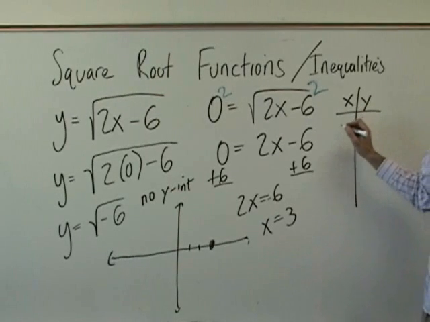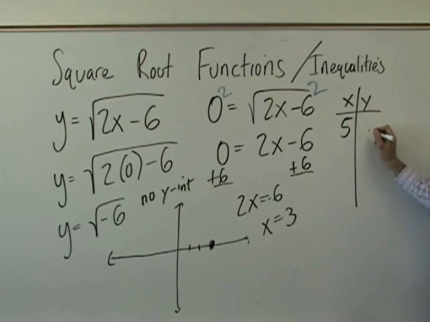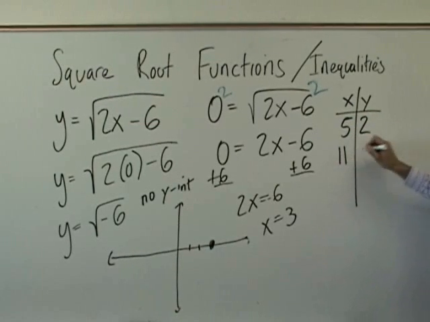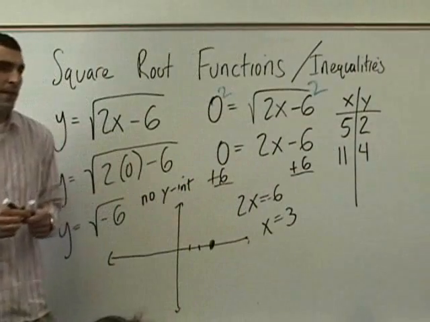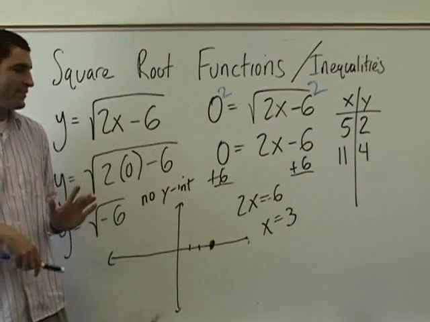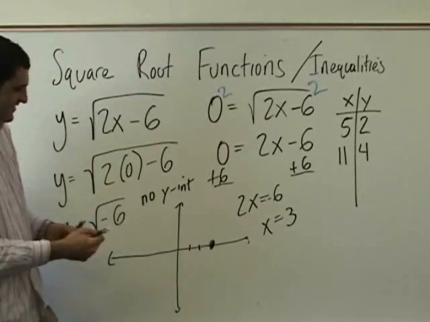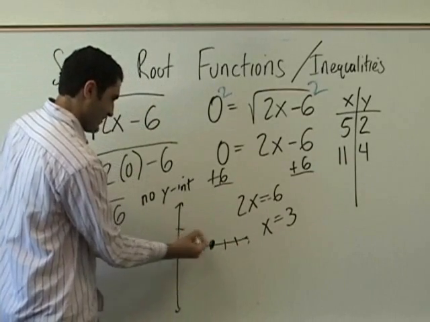All right, so what were our points? 5. What would the y matching be? 2. 5, 2. Nice. And 11, 4. Any questions about why 5, 2 are paired and 11, 4 are paired? I'm feeling like there are no questions because you get it. So let's do it. 5, 2 is here. 1, 2, 3, 5, 2. There.